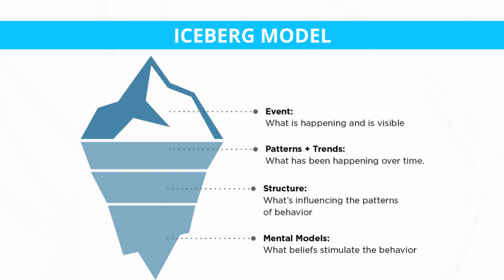Under the surface lie 1, the patterns of behavior over time that have led to this problem, 2, the systematic structures which cause patterns to occur, and 3, mental models such as psychological or biological factors, mindsets, worldviews, belief systems, and values that lead us to create the systems that contribute to the problem in question.